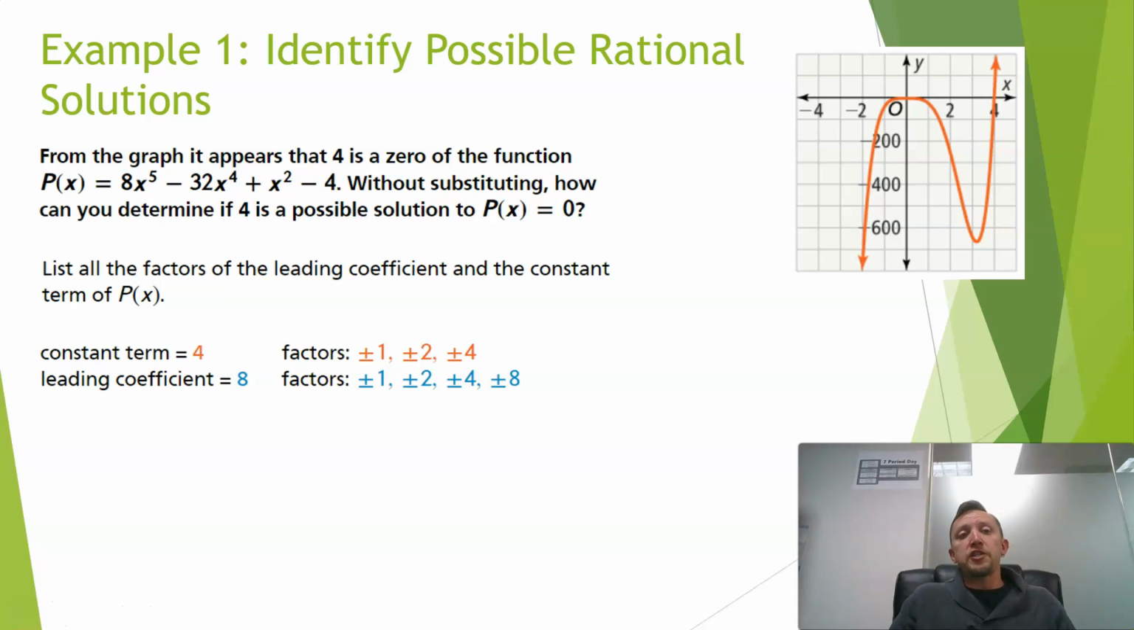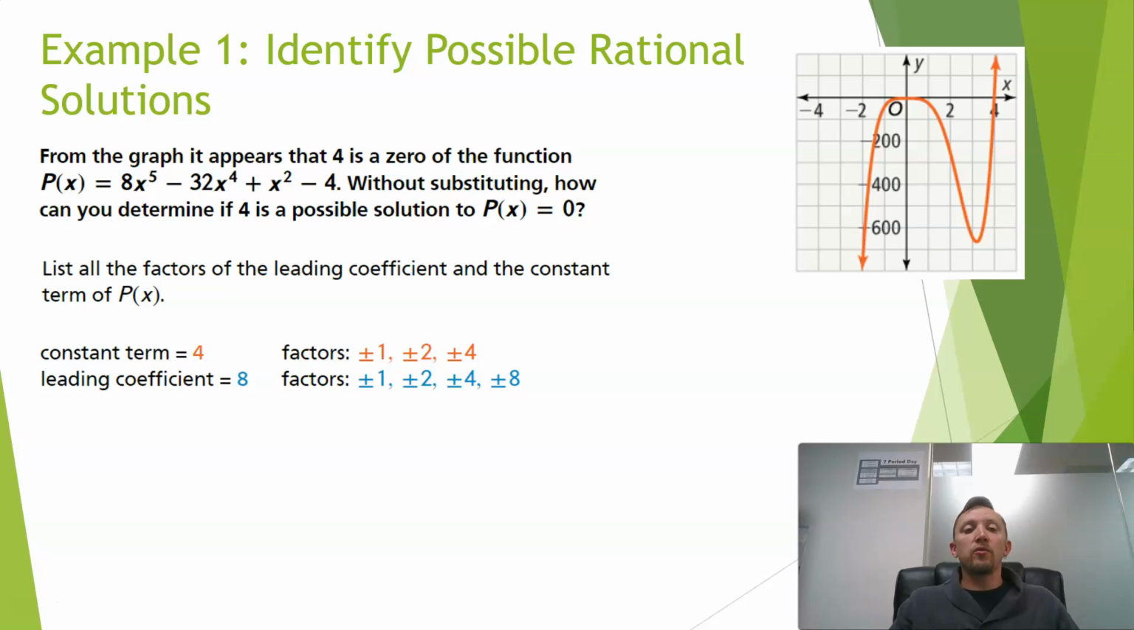Now the leading coefficient is 8. So let's list the factors of 8. The factors of 8 would be 1 times 8 and 2 times 4. Again, we're going to use plus or minus 1, plus or minus 2, plus or minus 4, and plus or minus 8. It's just easiest if you put them in order from smallest to largest. If you're wondering why we have to have plus or minus, it's just so that we have all of our bases covered, so we can come up with any positive or negative solution. Okay, so just know that it'll always be positive or negative.